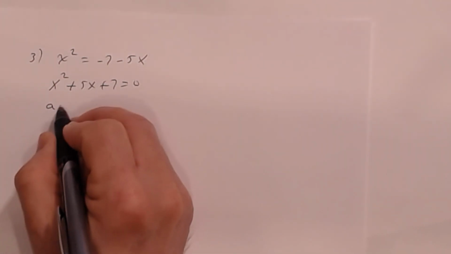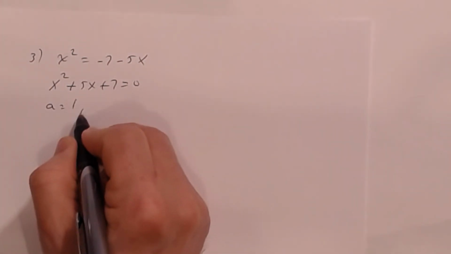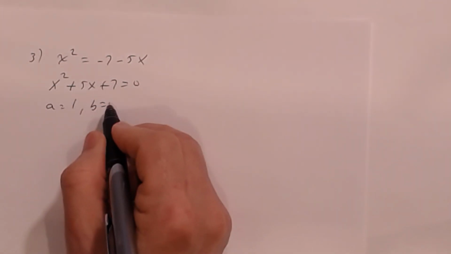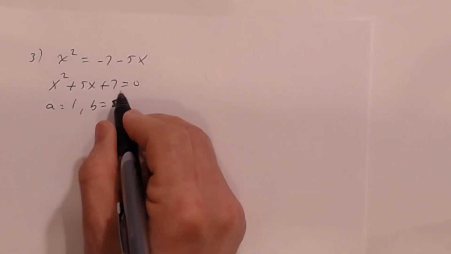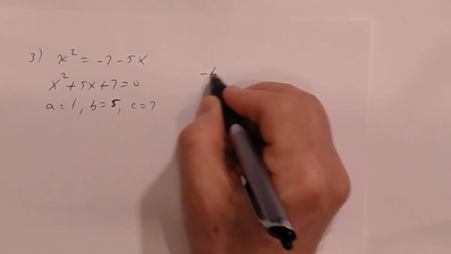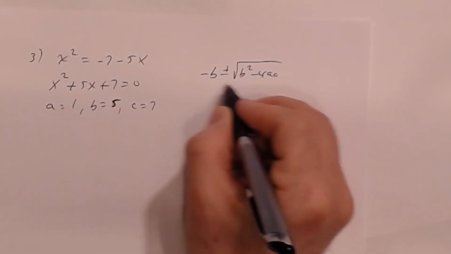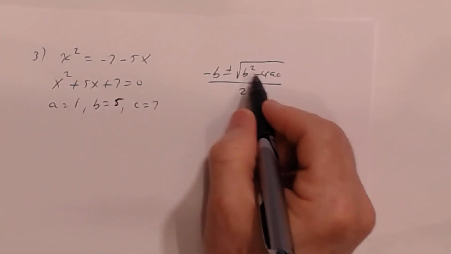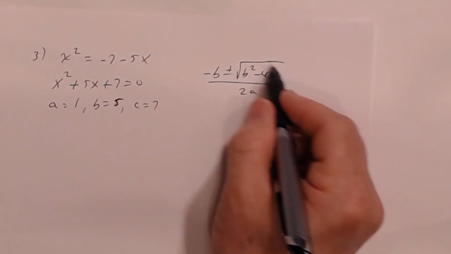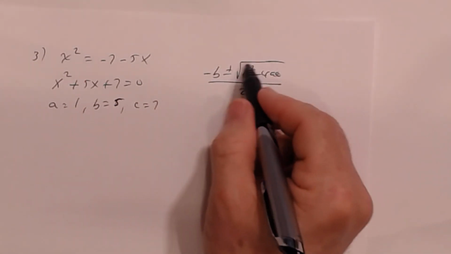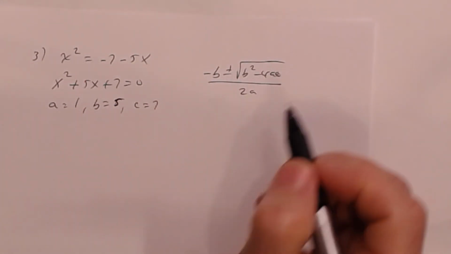And so now a is the coefficient of x squared, so that's 1. B is the coefficient of x, so that's 5. And c is your constant, so that's 7. And your formula is the opposite of b, plus or minus the square root of b squared minus 4ac, all divided by 2a. And notice b squared minus 4ac is under that radical symbol, so make sure it's under here.